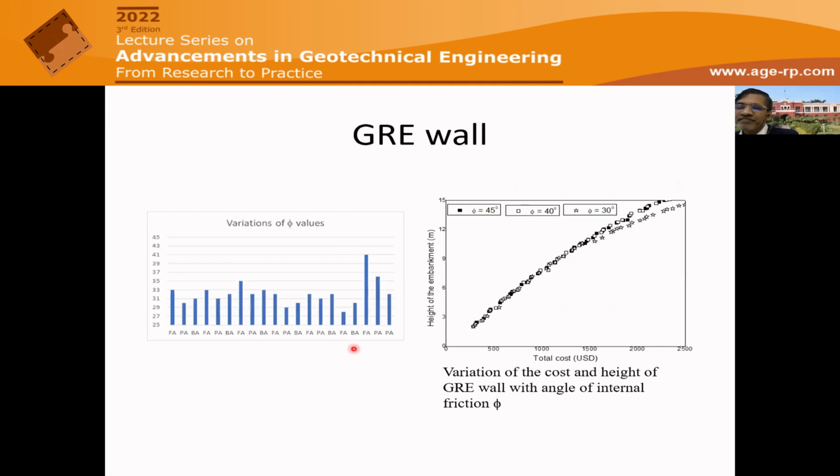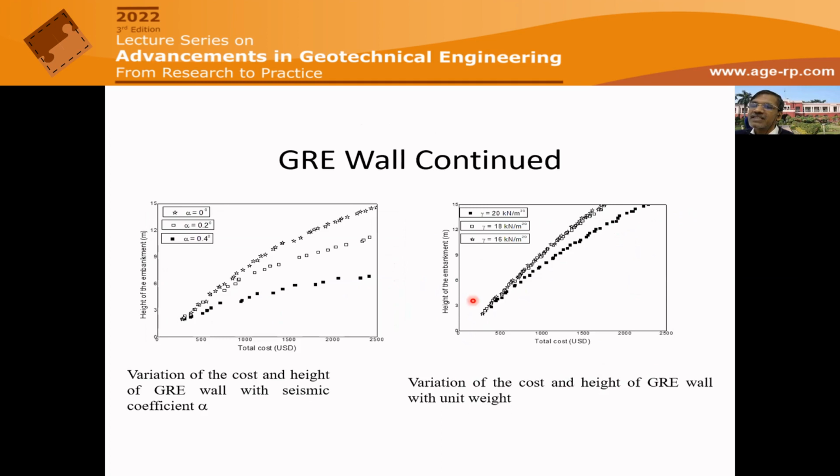Another interesting thing I found is that nowadays many GRE walls use different types of fill material. One of them is thermal power plant fly ash, where I found the phi value varies from around 28 degrees up to 41 degrees. So how will this fill change things? You can also put it with different heights of embankment, with the phi value varying from 30 to 45, and see how they change. This analysis I can do using the multi-objective genetic algorithm.